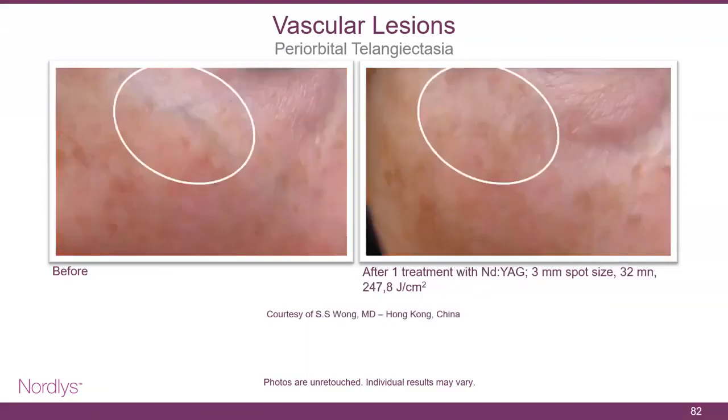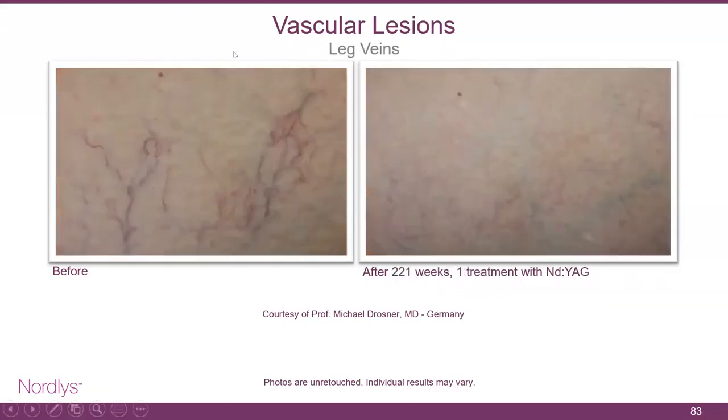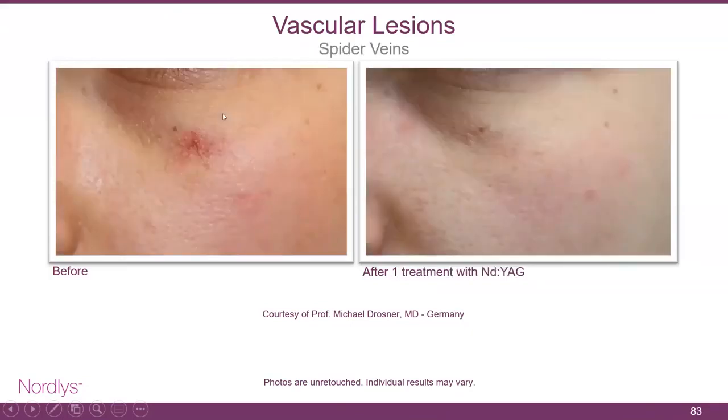Another vessel here. Here we have a spider nevi. Different people will treat these differently. Sometimes you will use an Nd:YAG, particularly if you think that feeder vessel is quite big, and then the YAG is going to give us a better result than using the IPL handpiece. But we've got perfect clearance after a single pulse.